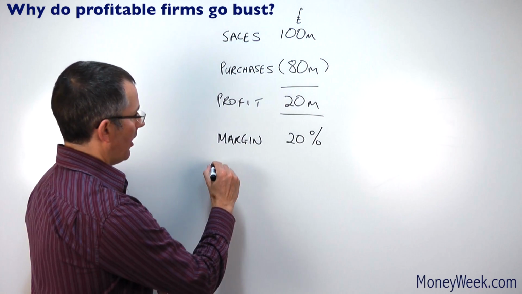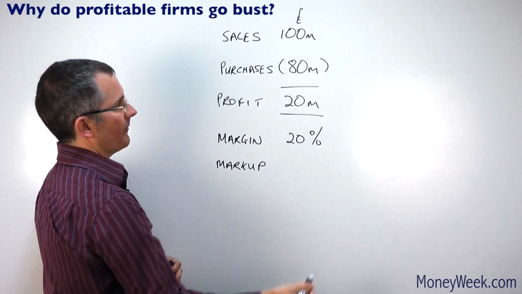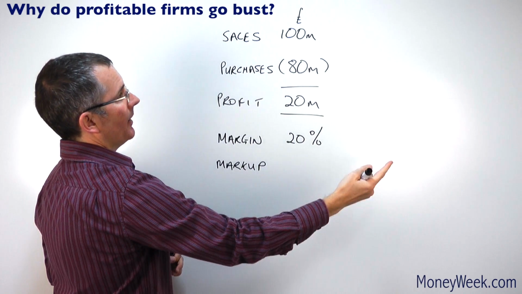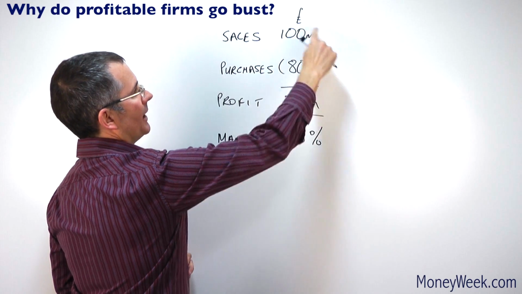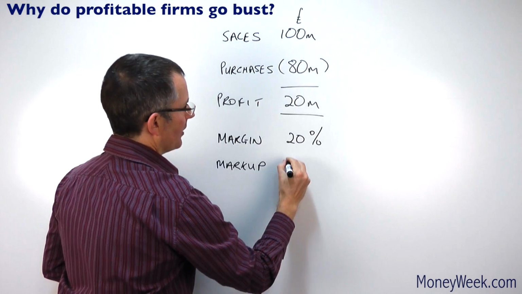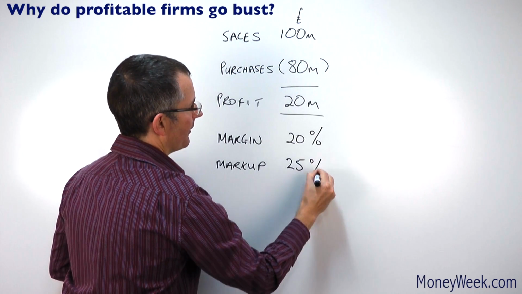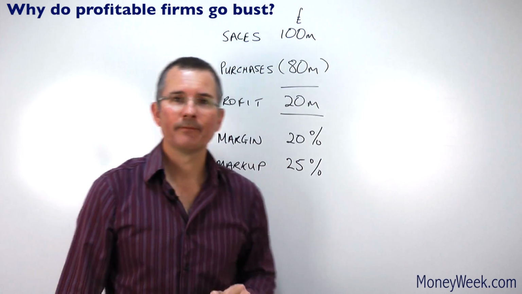Or our markup is, well, to do markup, you simply take the profit figure over the cost of making your sales, which is purchases in this case. So 20 over 80 million as a percentage is 25%. So however you cut this cake, and the directors might try and impress you a few different ways, looks good.